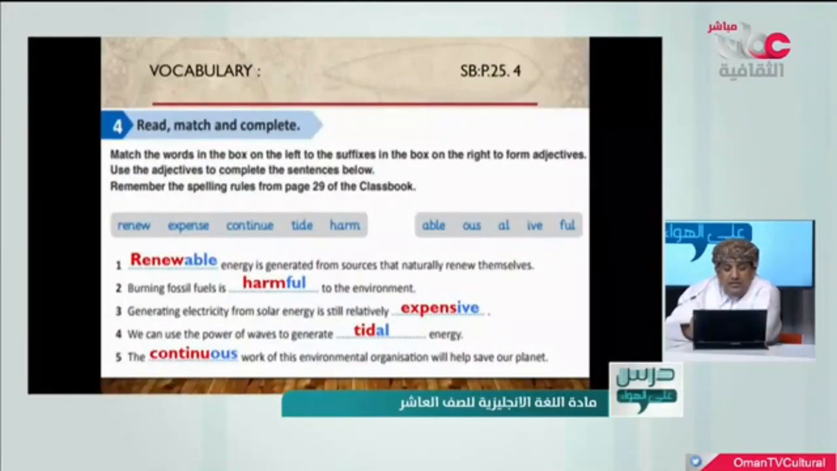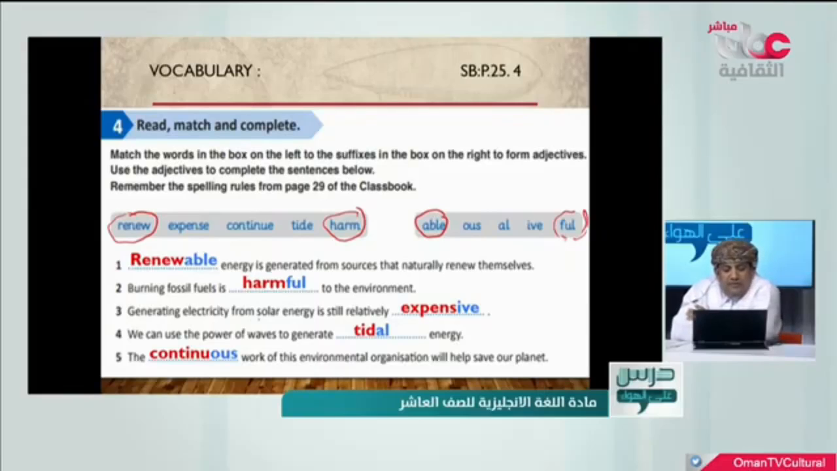Okay, now let's read the sentences here. Number 1, renewable. We choose the word renew from here and we use -able. Renewable energy is generated from sources that naturally renew themselves. Okay, the adjective renewable. Number 2, burning fossil fuels is harmful. We use the word harm and -ful from here, harmful, to the environment. So it's very bad for the environment.